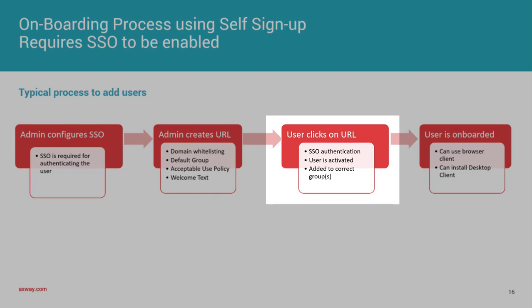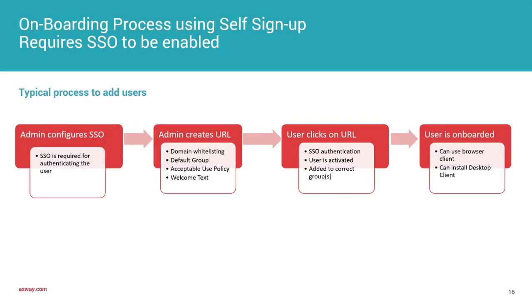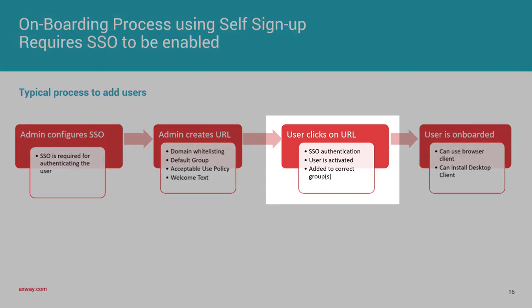These users will click on the URL, after which they will be redirected to the single sign-on for authentication. At that moment, after successful authentication, their user account is automatically activated and users are automatically added to the correct group. From that moment, the user is onboarded and we have the same scenario as with the manual provisioning. The user can use the browser client or use the desktop client.